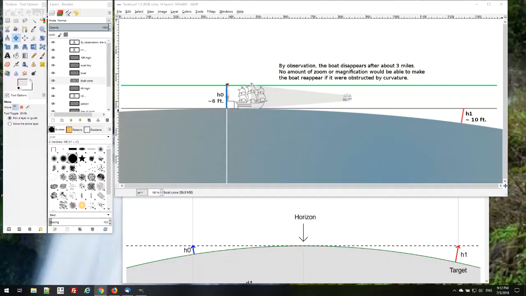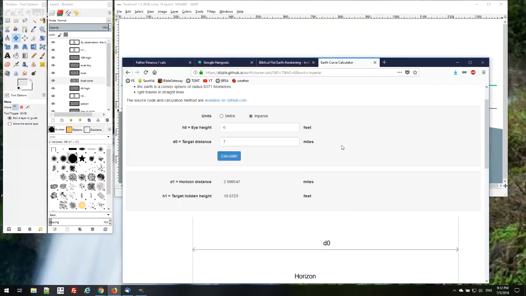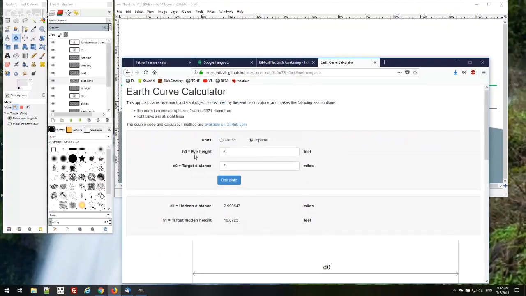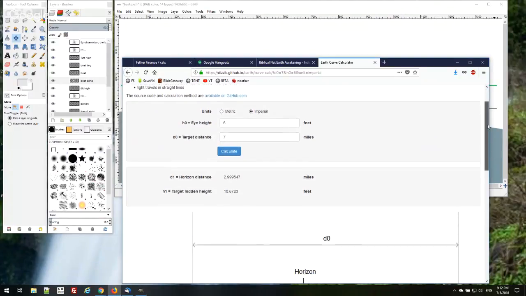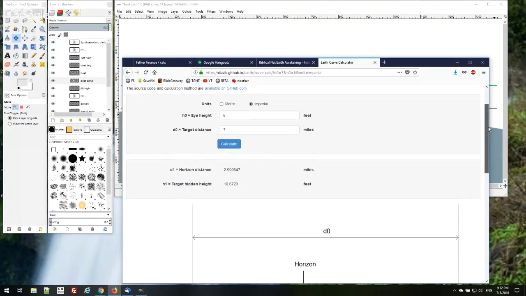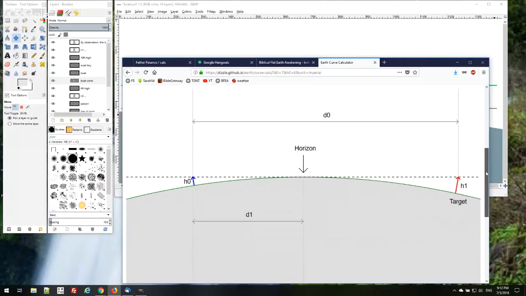Yeah, the thing is, I'm using their calculator. I could only illustrate so much, but their calculator said, like I mentioned, I keyed in an eye height of 6 feet and a target distance of 7 miles, and they told me that the target hidden height was 10.67 feet. So it's enough to see. You can't do inches. It would be nice to have yards or bigger, but you really stretch it out then, and it's kind of hard to illustrate.